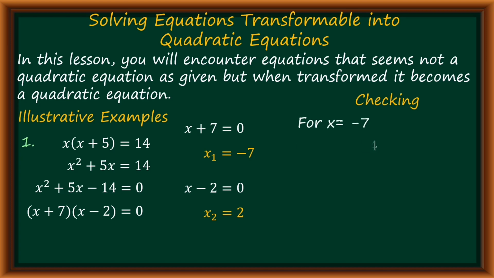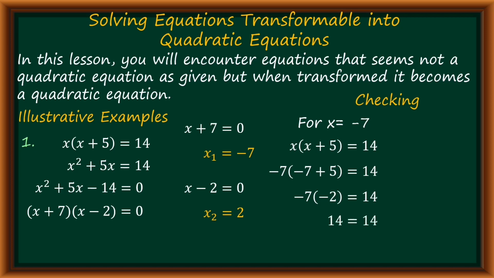For x is equal to negative 7, we have negative 7 times the quantity negative 7 plus 5 is equal to 14. Let us evaluate the numbers written inside the parentheses. Negative 7 plus 5 will give us negative 2. Therefore, that is negative 7 times the quantity negative 2 is equal to 14. Negative 7 times negative 2 is positive 14, so it is equal to the right side of our equation. That means negative 7 satisfies our equation.